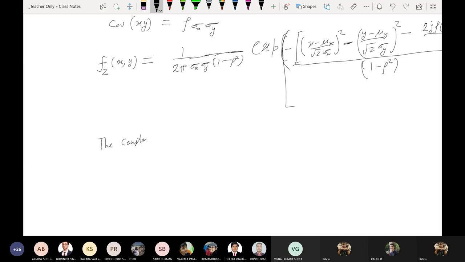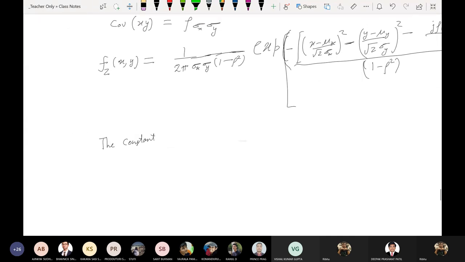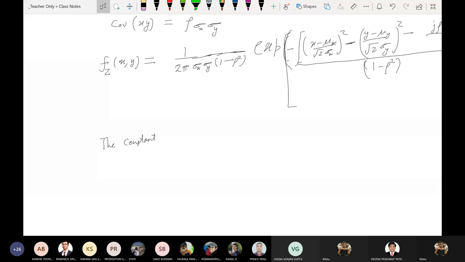Sir, there won't be the two, right? In the x minus mu x into y minus mu y term. Yeah, that two gets cancelled. There would be a 2 there in the denominator, and that gets cancelled. Yes, there won't be a 2. Thank you. I always remember the vector expression and I always mess this up. I'm sorry about that.